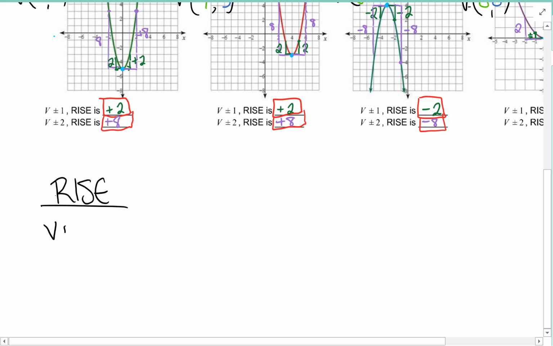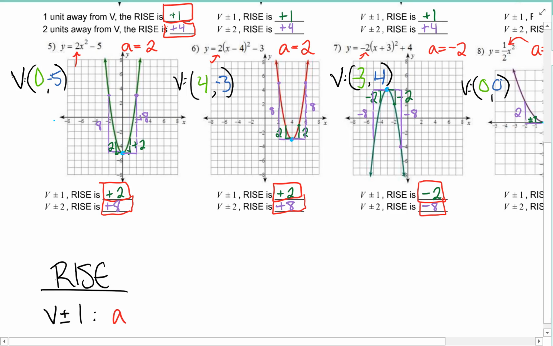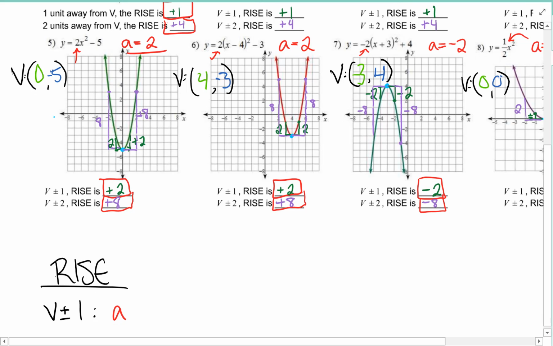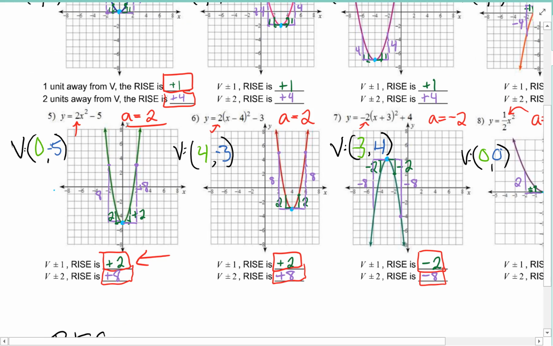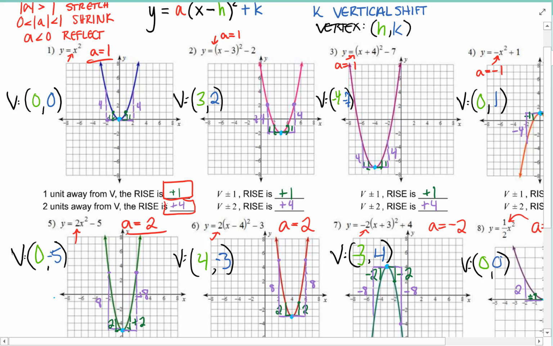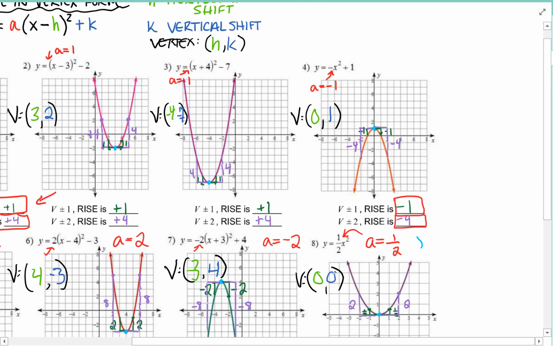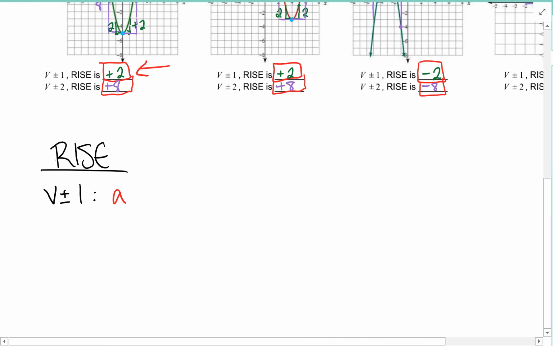So when we go 1 unit away from the vertex, so 1 unit to the left or right from the vertex, we will end up rising A amount of units. When A was 2, we rose 2. When A was 1, we rose 1. When A was -1, we rose -1. So 1 unit away from the vertex, our rise is determined by A.